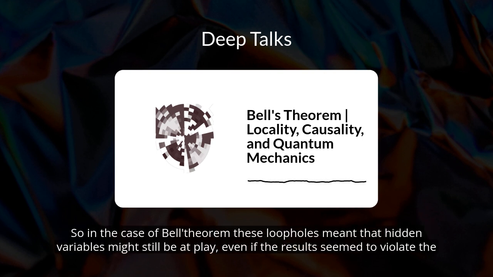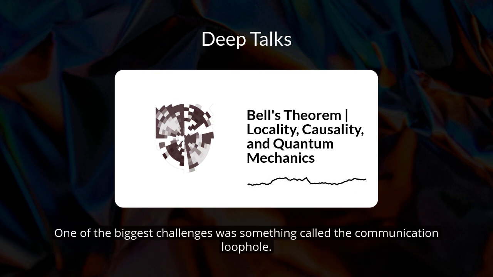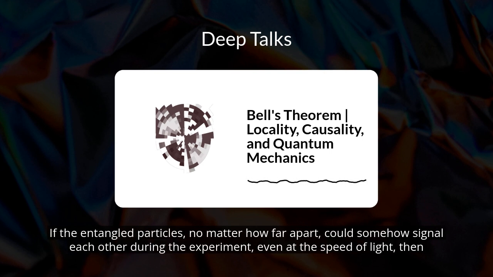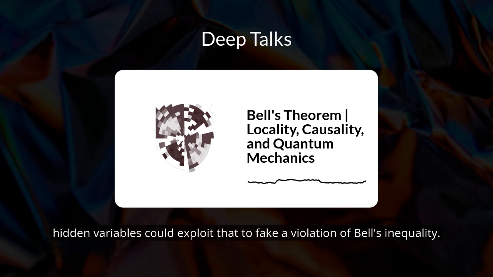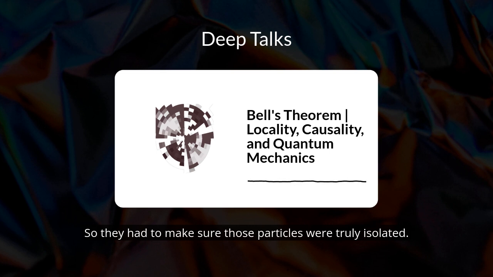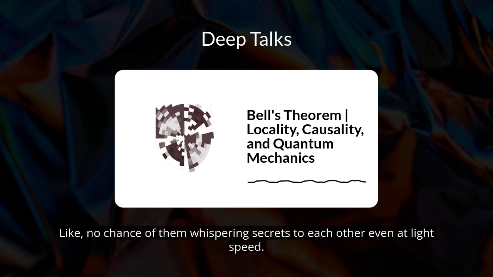I see. So in the case of Bell's theorem, these loopholes meant that hidden variables might still be at play, even if the results seemed to violate the inequality. Exactly. One of the biggest challenges was something called the communication loophole. If the entangled particles, no matter how far apart, could somehow signal each other during the experiment, even at the speed of light, then hidden variables could exploit that to fake a violation of Bell's inequality. So they had to make sure those particles were truly isolated, like no chance of them whispering secrets to each other, even at light speed.